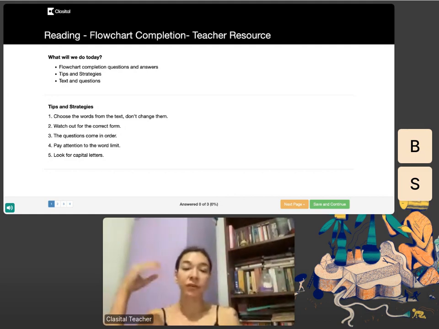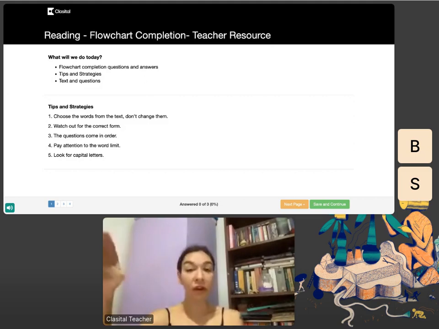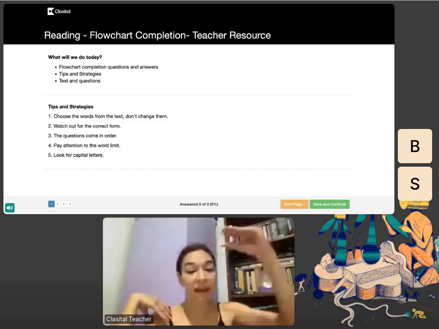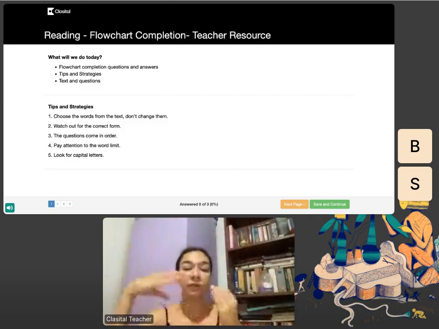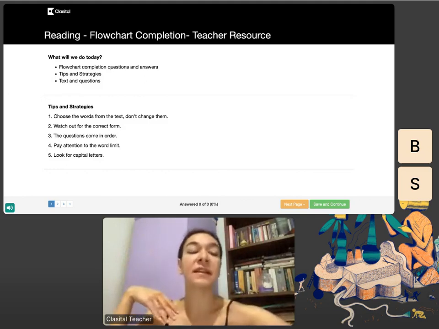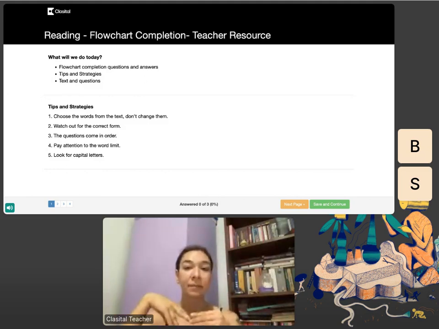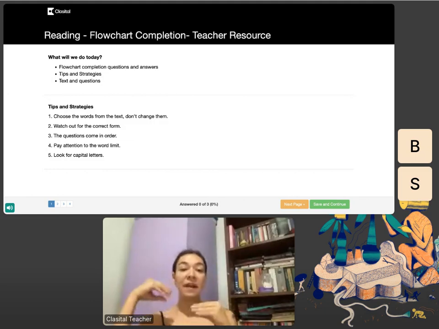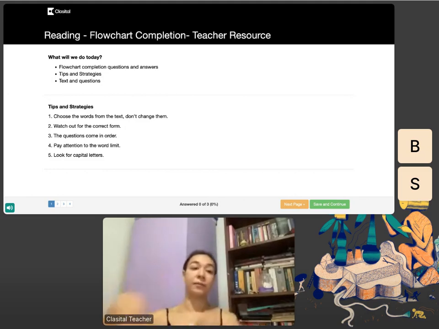You should choose the words from the text, so you don't have to change them. You will directly take them and copy them to the flowchart. But watch out for the correct form. Maybe it can be in the questions. It can be a noun, a word, or an adjective. So pay attention to the form of the word. Luckily, in this question type, the questions come in order.